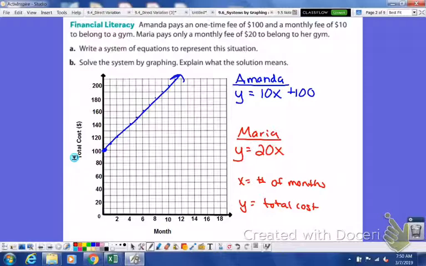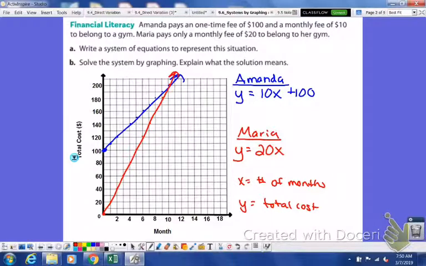For Maria, she has no intercept, so our beginning is 0. Then her rise is 20, so up 2 boxes, right 1, up 2, right 1. Again, I'm going to go ahead and fill this in as far as I can, and then connect them.